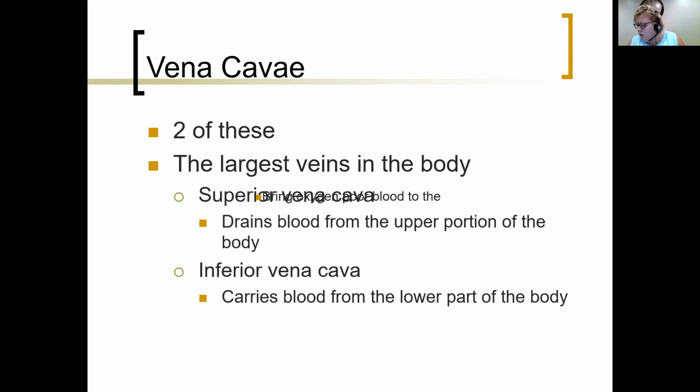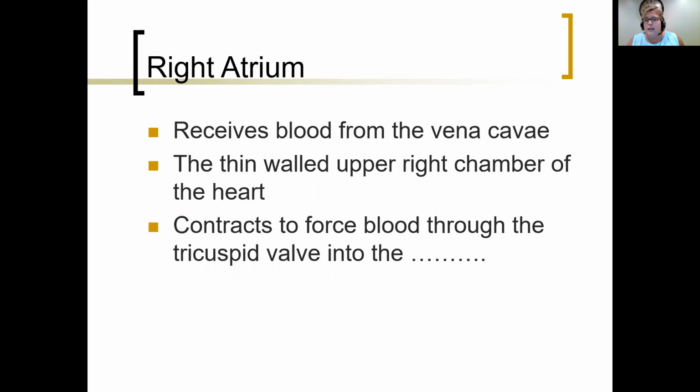Number 2 is the inferior vena cava, and that carries blood from the lower portion of the body into the heart. So these are both veins, they're the largest veins, and they carry oxygen-poor blood into the right atrium. And that is number 3 on the diagram. The right atrium is the first chamber that's involved. It receives blood from the vena cava, the superior and inferior. The thin-walled upper right chamber of the heart is the right atrium.